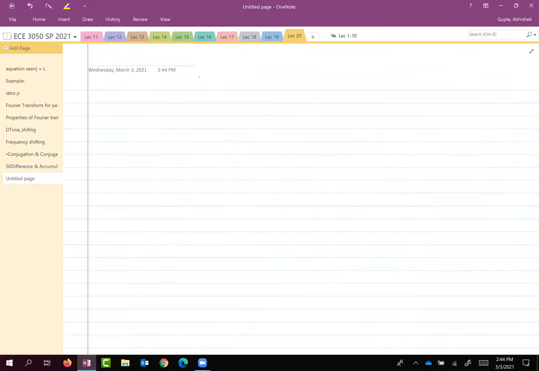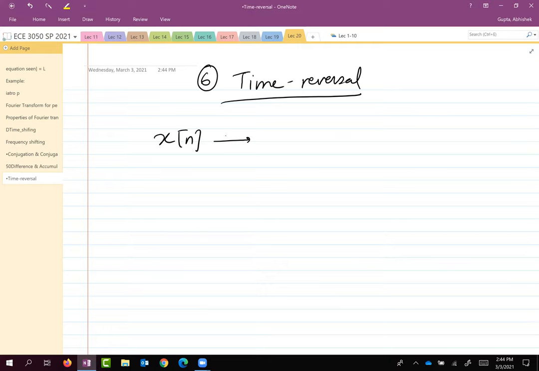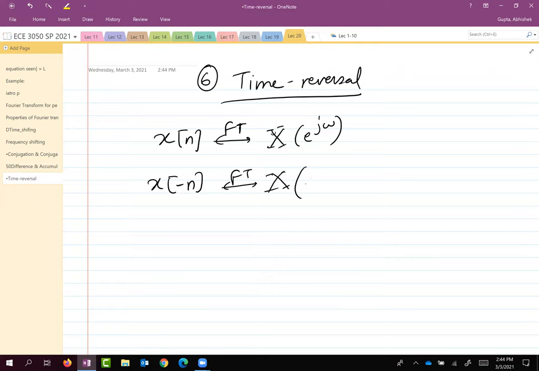Let's talk about time reversal. The Fourier transform for x[n]: I reverse the time and my Fourier transform will change to X(e^{-jω}). So the functional form for X would remain the same. It's just that e^{jω} will be replaced with e^{-jω}.